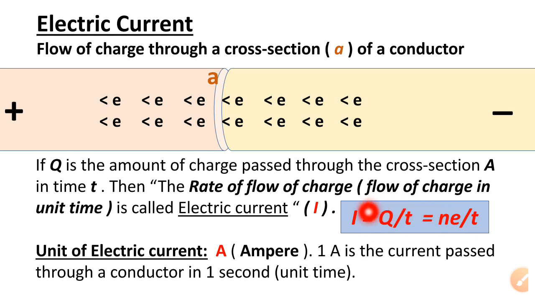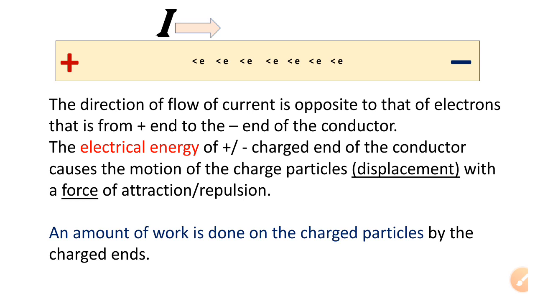And now come to the point, what will be the unit of electric current? That you all know, in SI the unit of electric current is ampere. It is named after a scientist. And one more thing, if we want to define 1 ampere, then we will say that 1 ampere is the current passed through a conductor in 1 second. This is not the current, it is the charge. Okay, 1 ampere is the charge that passed through a conductor in 1 second. Correct?